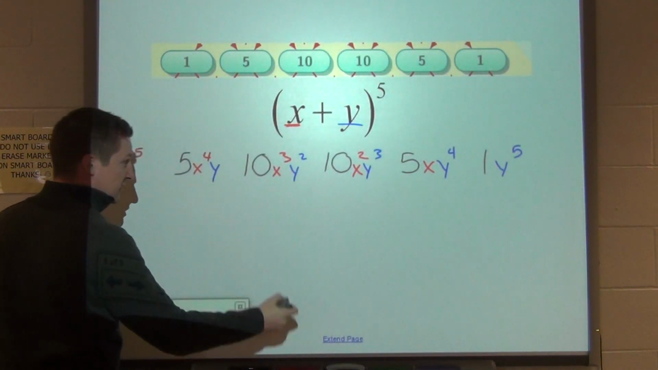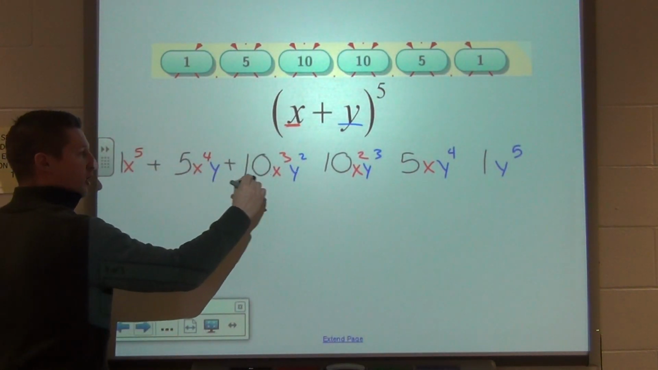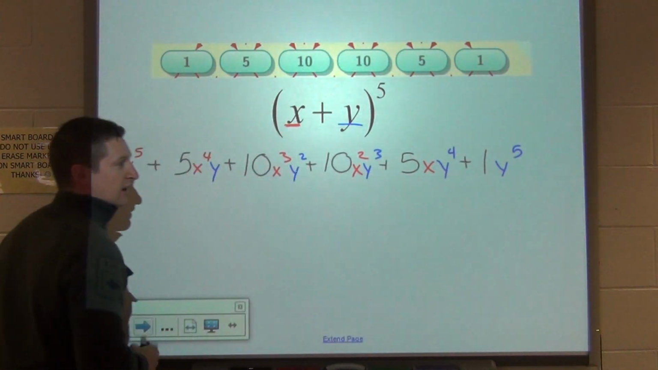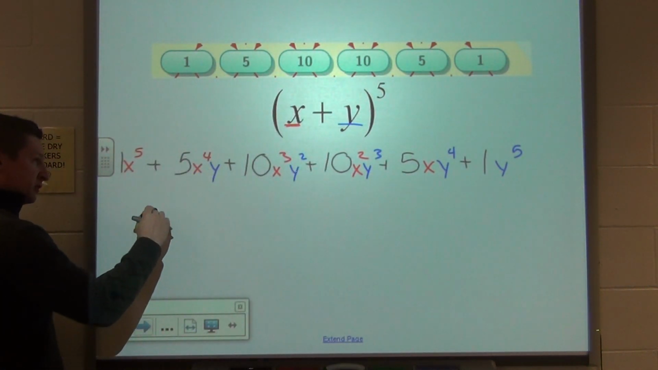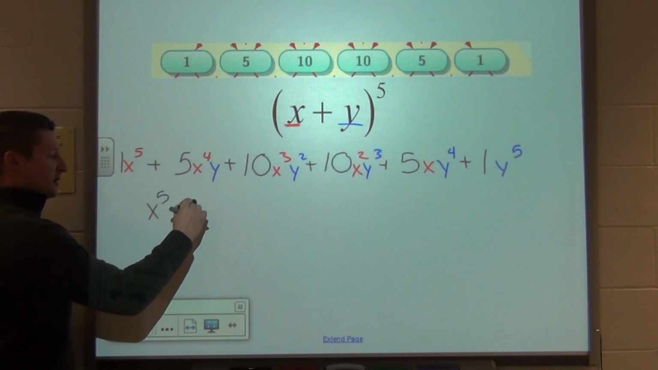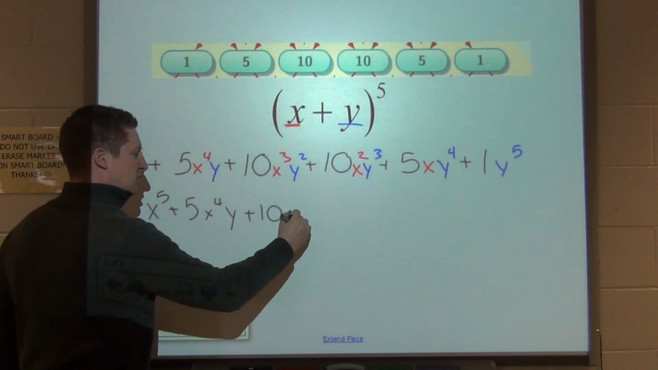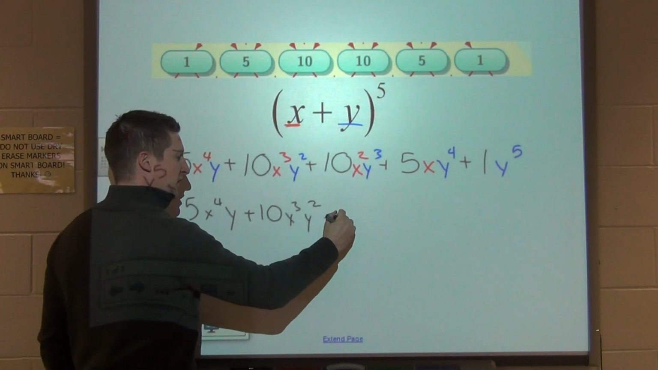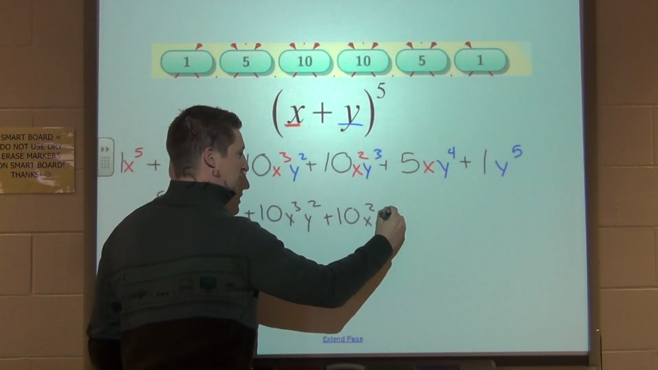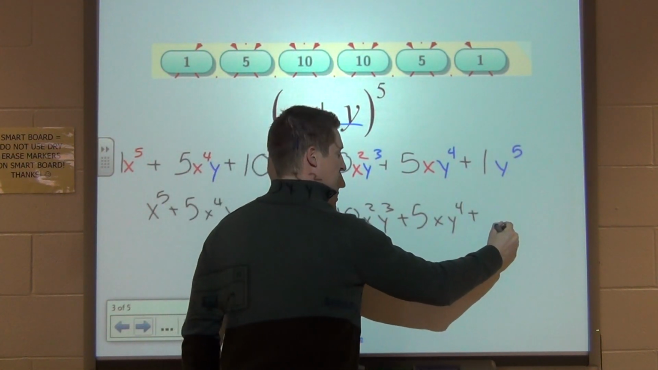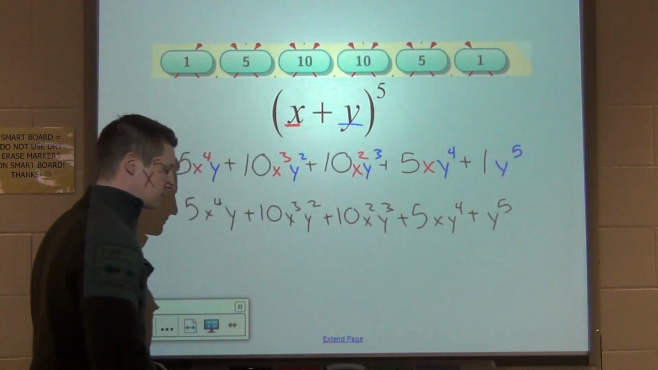Now when I'm expanding these, I can go ahead and put a plus sign in between all of the terms because I'm adding these 2 terms here. So my final answer, if I wrote it using one color, would look like this. x to the 5th plus 5x to the 4th times y plus 10x cubed y squared plus 10x squared y cubed plus 5x y to the 4th plus y to the 5th power.